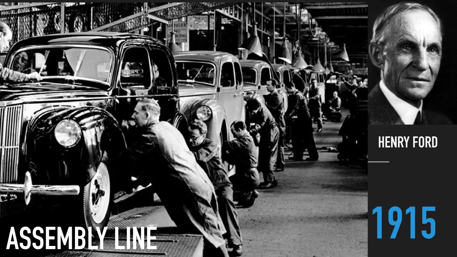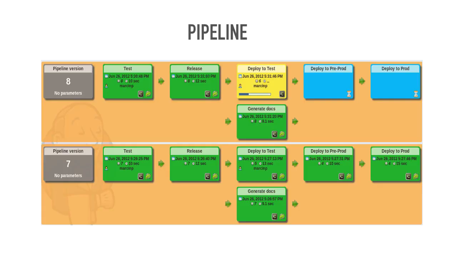And that has been inspired by the assembly line that Ford set up in 1915, which was then perfected over decades by Toyota Production System. And this is how our software pipeline could look like. This is just a sample of it.